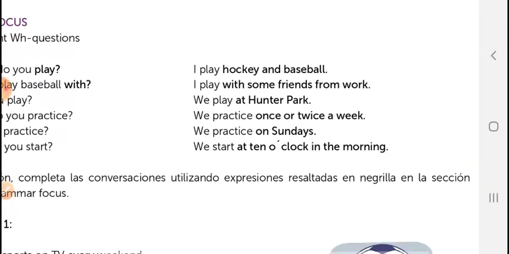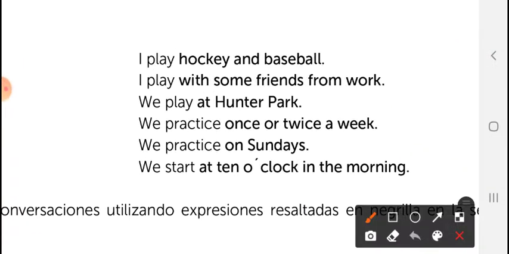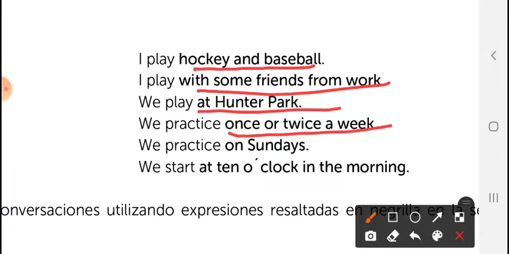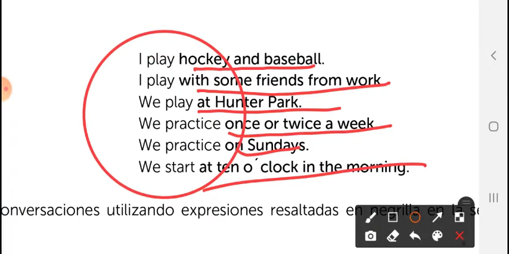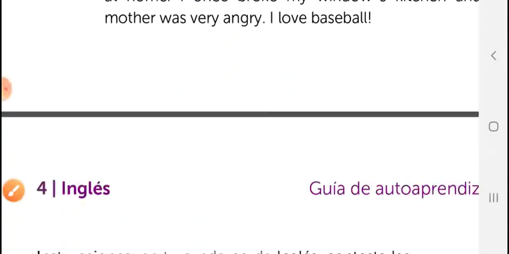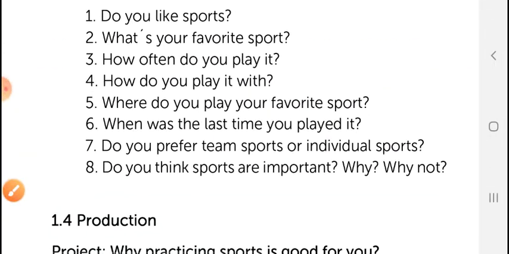Puedes usar como example, you can use these words as an example, ¿ok? Esta information que está en black la puedes cambiar, ¿ok? This information that is in black, you can change it, ¿ok? Pero el inicio va a ser casi siempre el mismo, ¿ok? Now, let's continue.